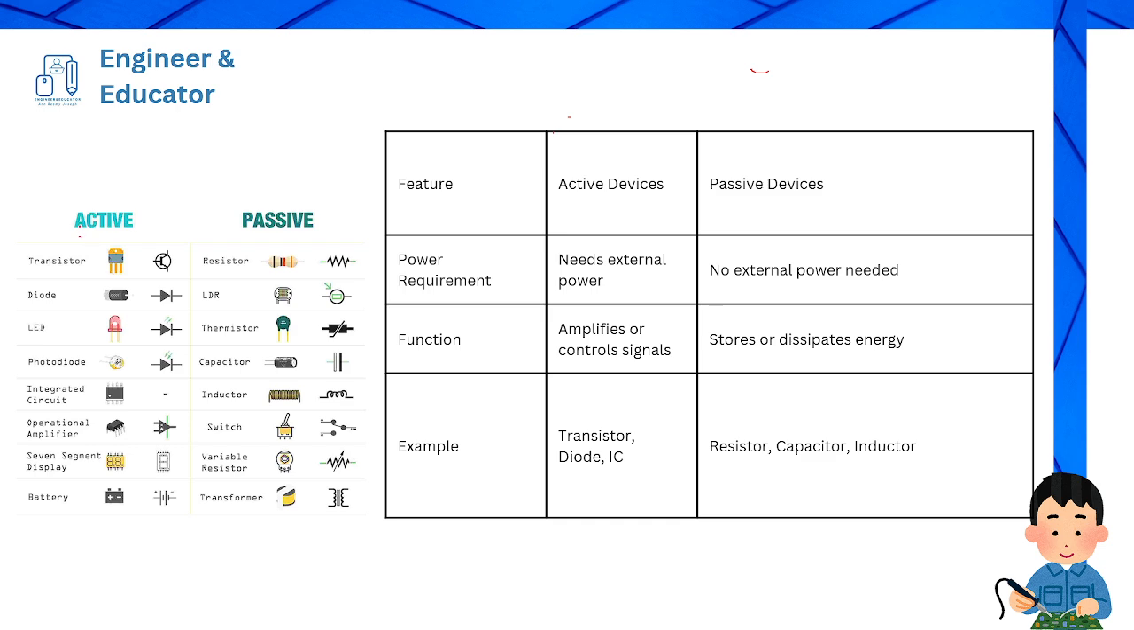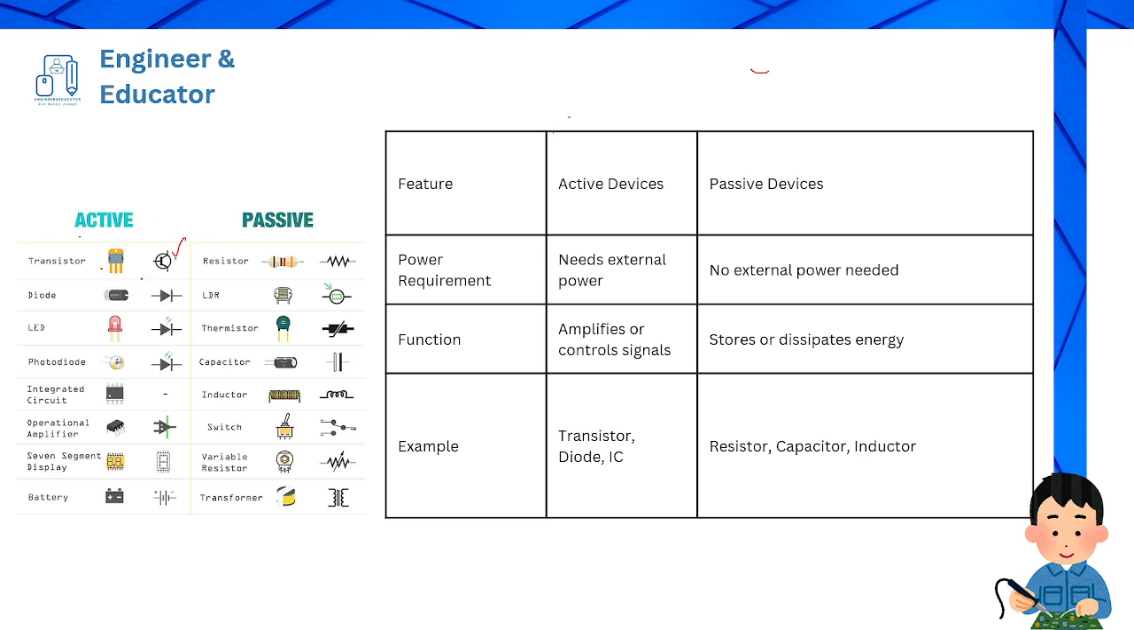Here, active devices are given. Transistor is an active device. At the same time, there is a transformer, which is a passive device. So don't confuse transistor with transformer.